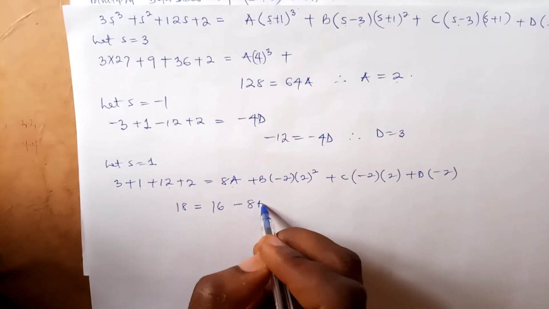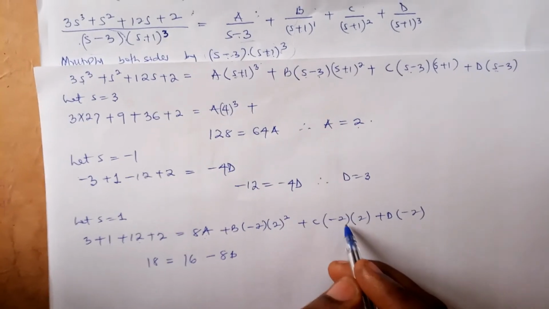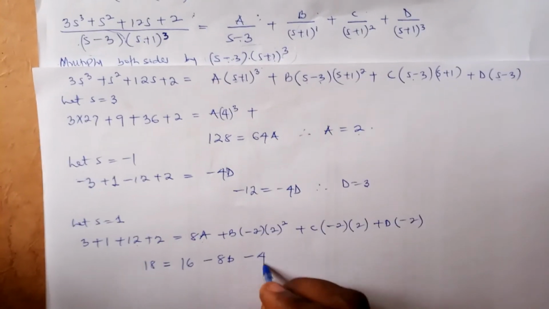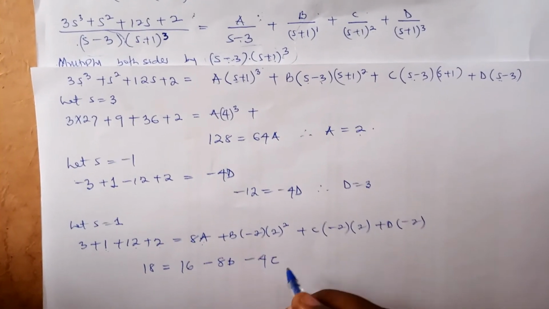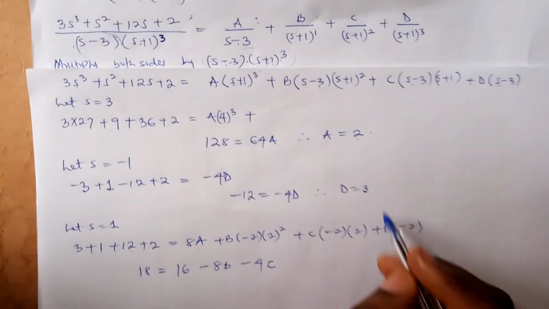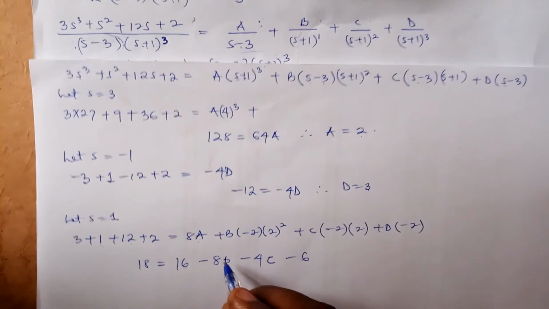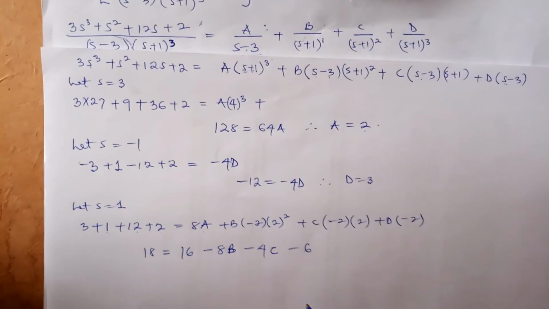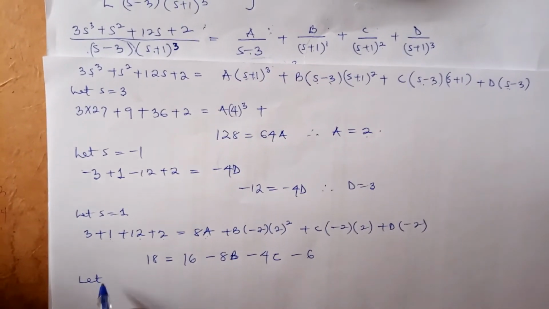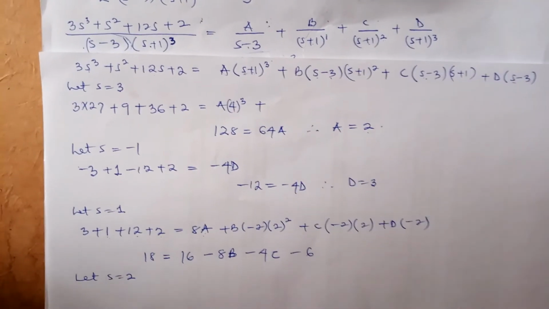That's minus 8b. And what about this one? That is minus 4c, and d is 3 here. So by the time you put 3 here, that will give you minus 6. So look at what we're having now. So the same thing again. Let's proceed and let's just say let x equal to 2.